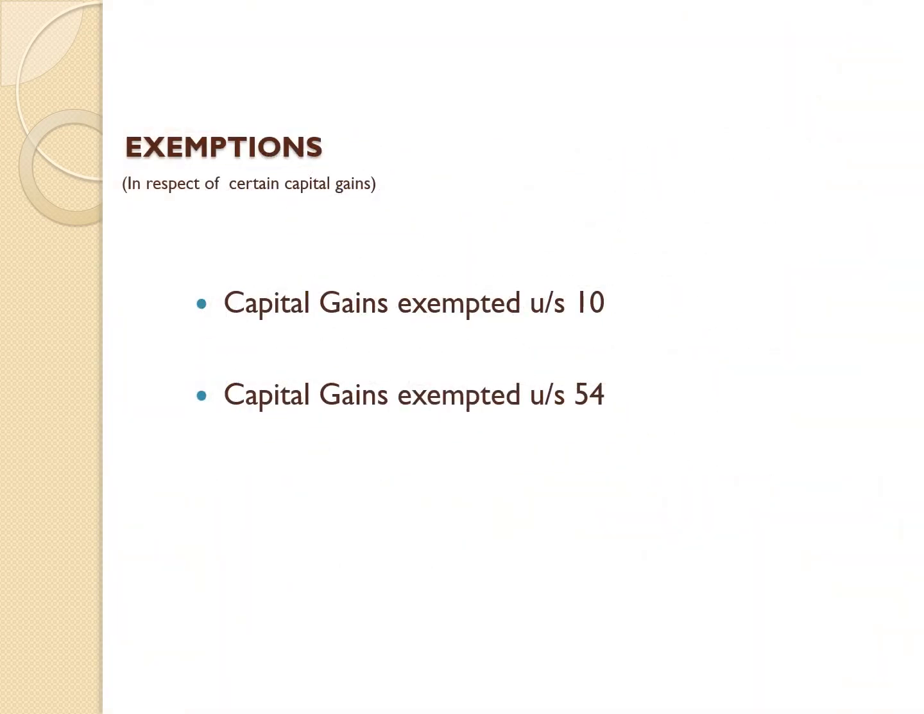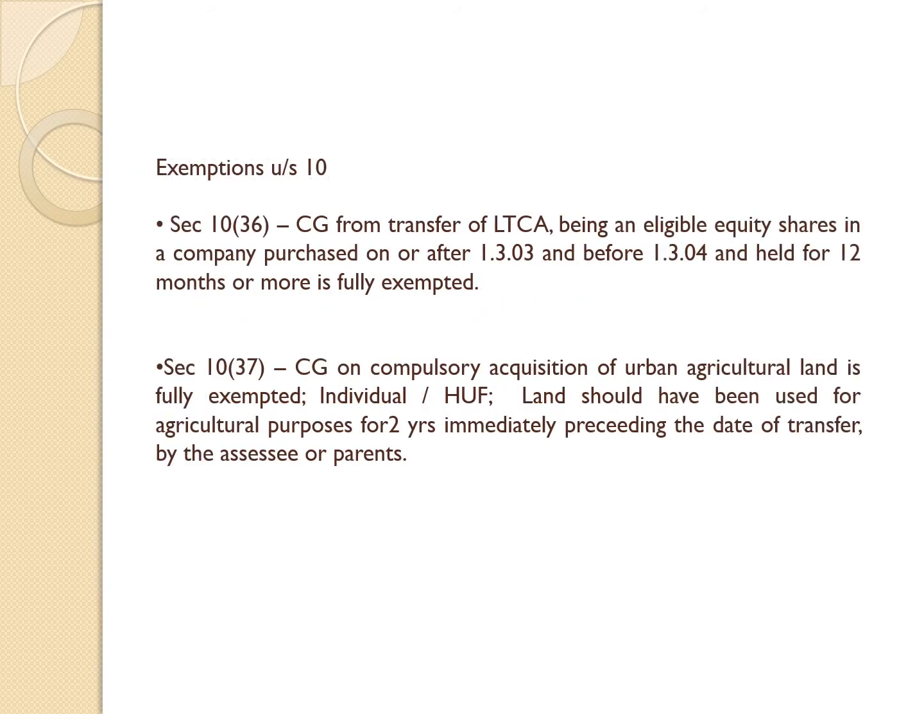Next comes the exemption. The exemptions under capital gains can be broadly classified into capital gains under section 10 and capital gains under section 54. We shall see the exemptions under section 10. There are two sections, section 10 subsection 36 and 37 under capital gains.